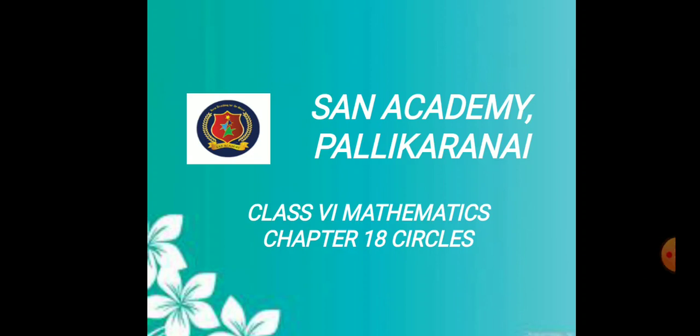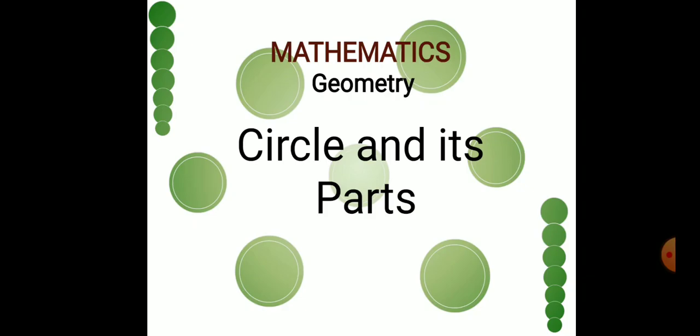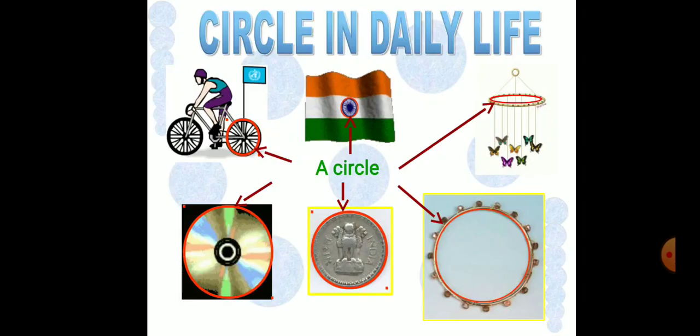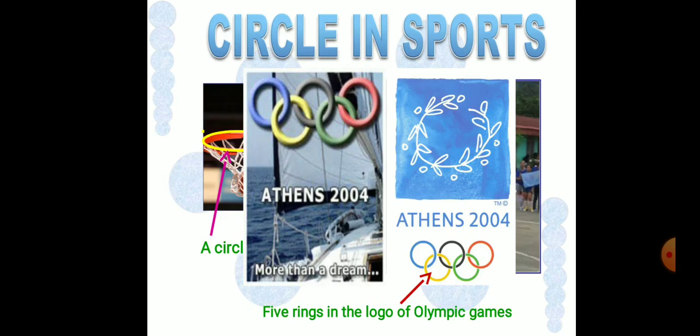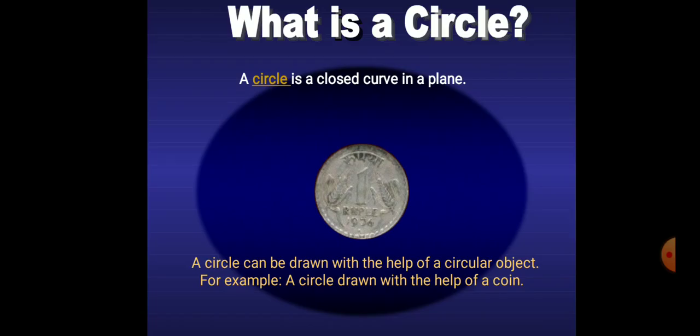Our chapter 18 is Circles. In this chapter we are going to learn the circle and its parts. These are a few real life examples where you can see the shape circle. First, let us see what is meant by a circle.